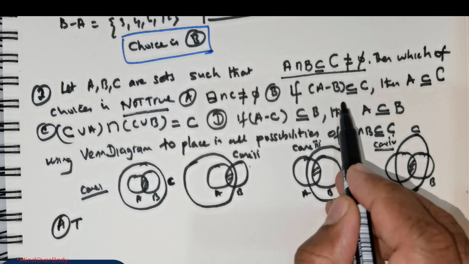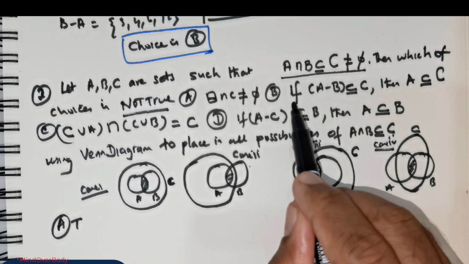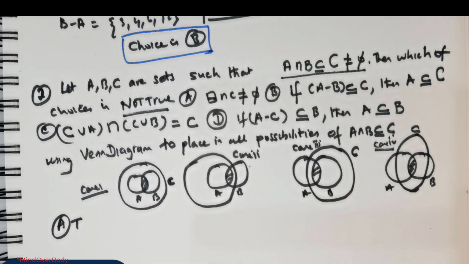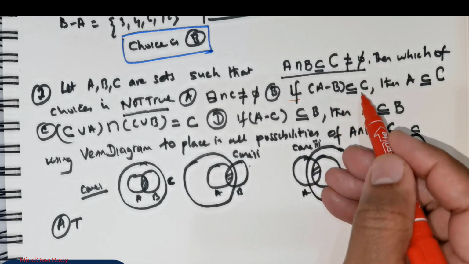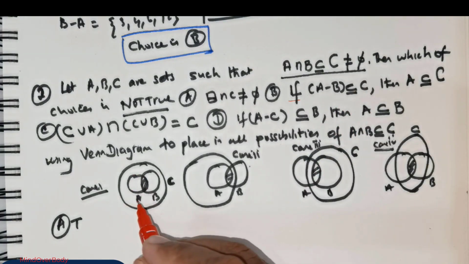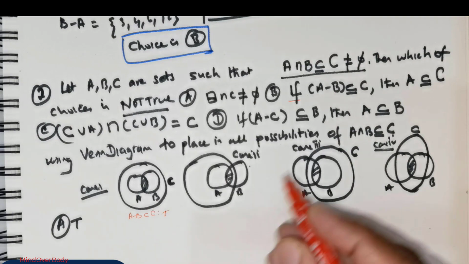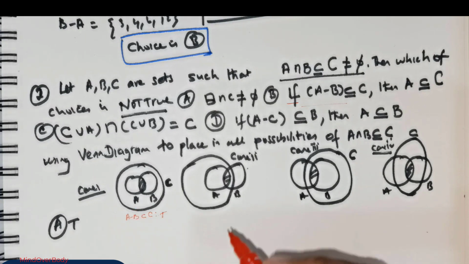Now, A difference B is a subset of C. This is a choice which has a condition. If A difference B is a subset of C, then A is a subset of C. So we need to do some thinking in that case. Now, note this point. Over here, from A, you take away B. Clearly, A difference B is a subset of C. And then when this happens, the claim is A is a subset of C. Clearly A is a subset of C. That is true. So when this condition holds good, it means A should be a subset of C. So this is true in this case.